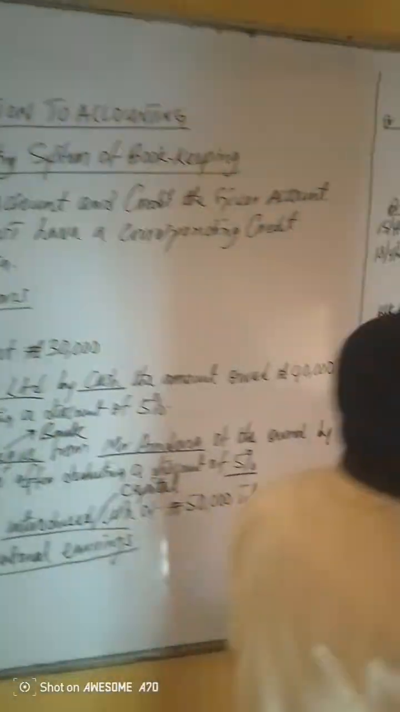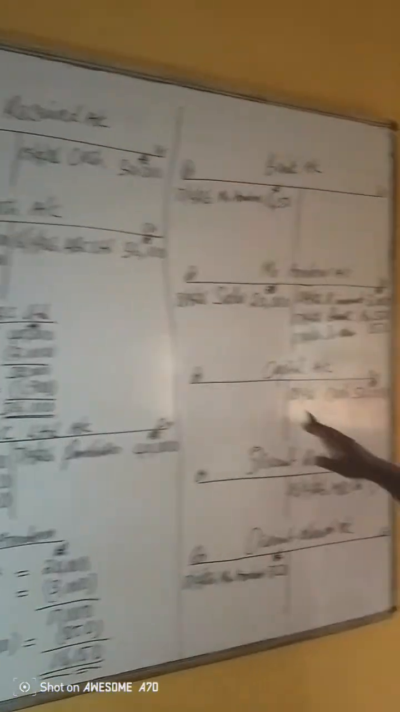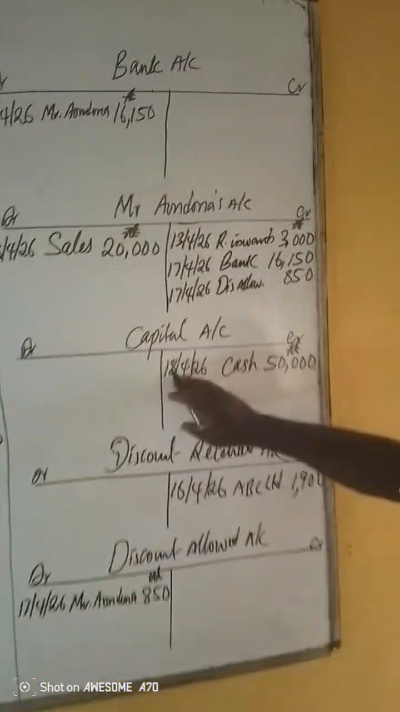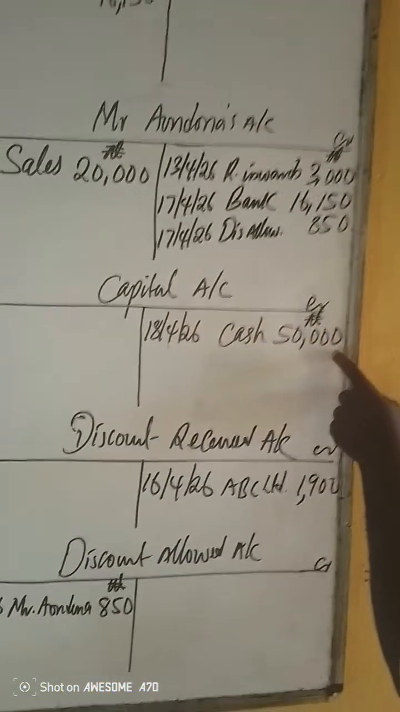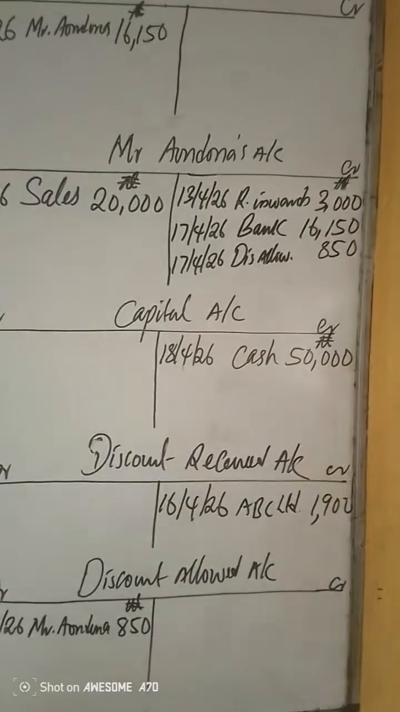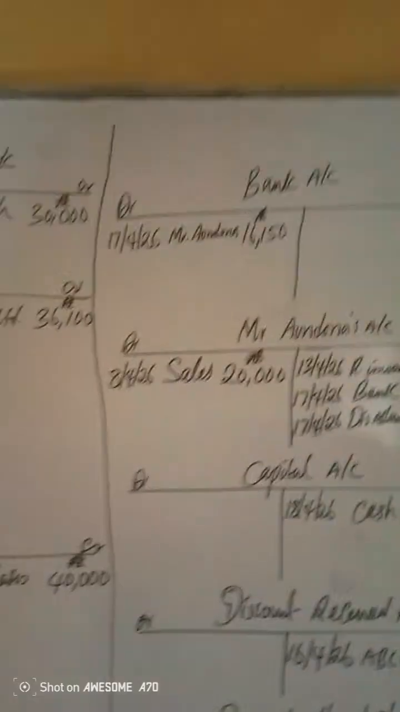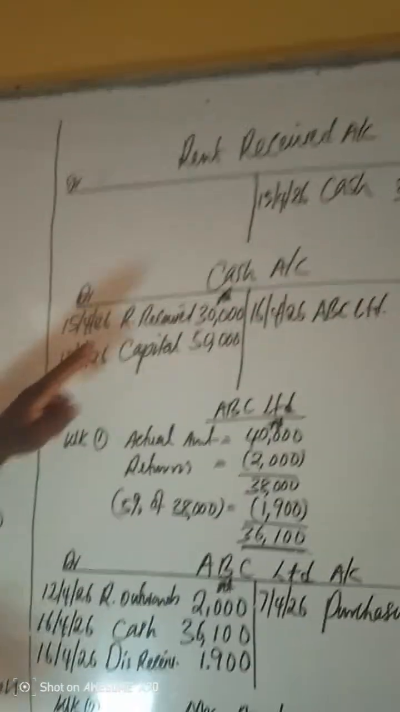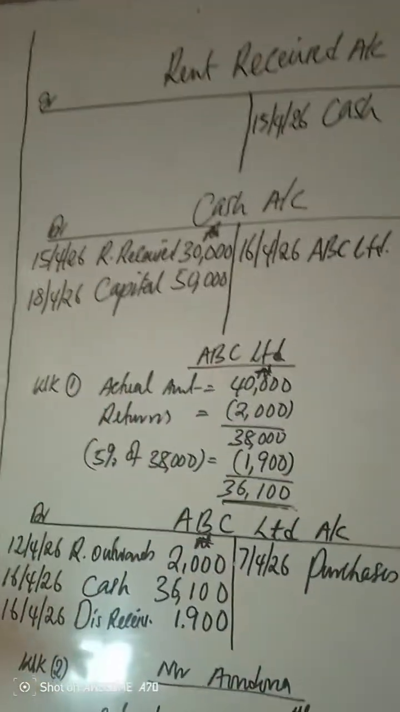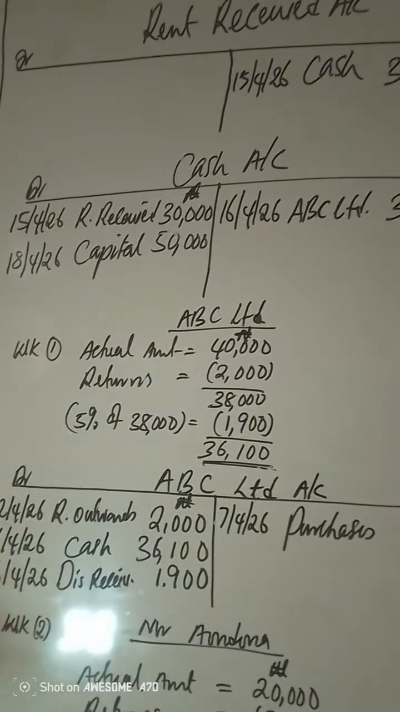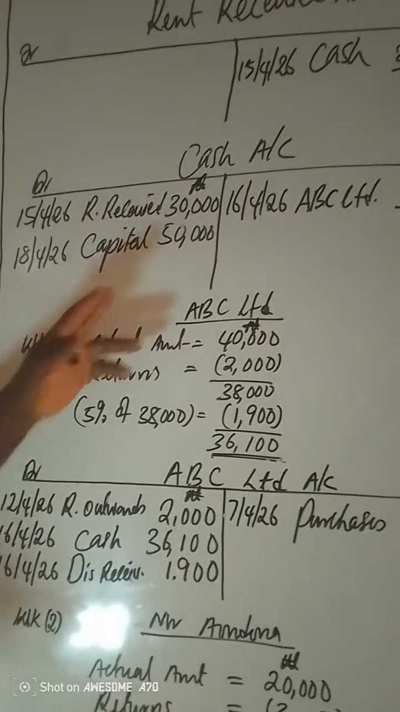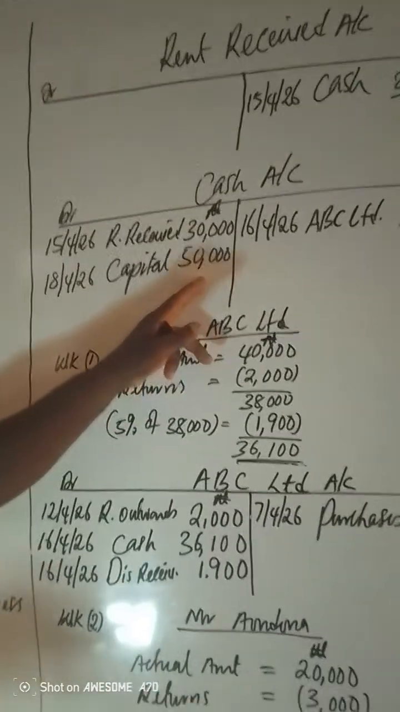In this case, the giver account now becomes capital. On the 18th of 4, capital is giving the business cash of 50,000. They now come to cash account. I now say on the 18th, cash is receiving from capital, which is the amount introduced by the owner, which is referred to as capital, and the amount is 50,000.